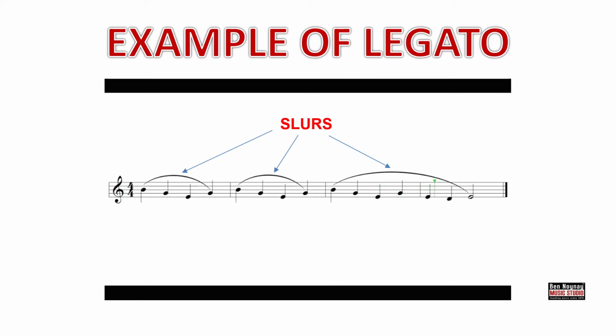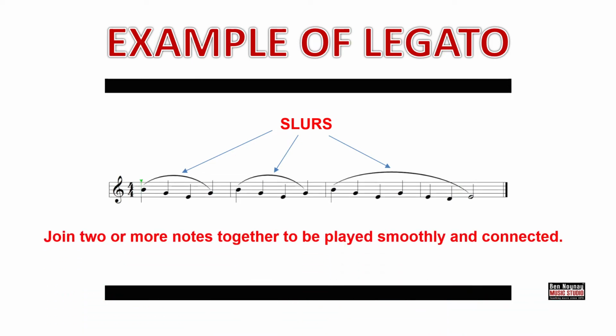In our example, you see notes of different pitches are joined together with slurs. This connection can also be applied to more than two notes if the composer wants these notes to be played legato. Using our example here, a legato playing sounds like this.